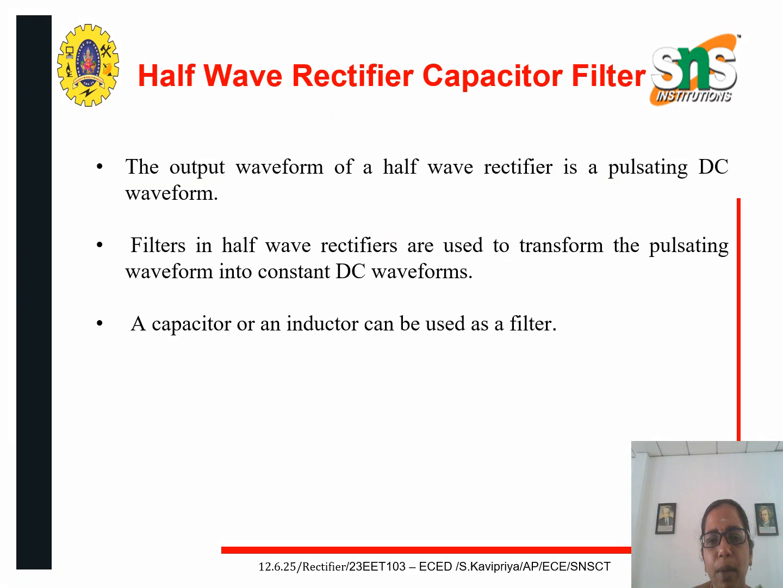The main important thing is that the output of the half-wave rectifier is a pulsating DC. It is not a pure DC signal. It has some ripple content in it. To remove the ripple content, a capacitor filter or even an inductor filter can be used. The capacitor and inductor act as a filter in removing the AC content from the DC content, which means removing the ripples from the DC waveform.